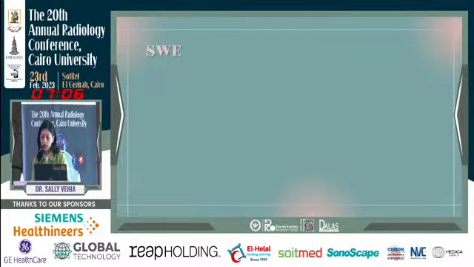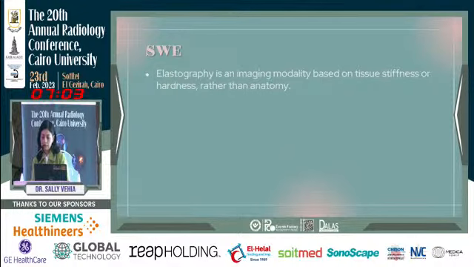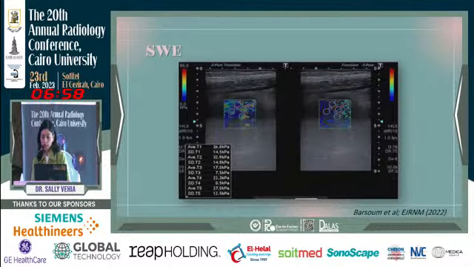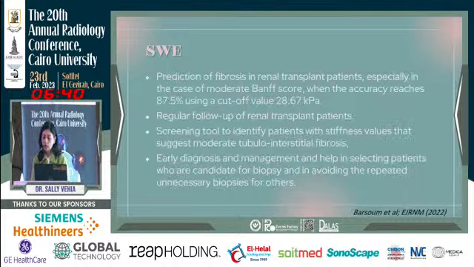Shear wave elastography is a good non-invasive tool to assess renal fibrosis in early stages. This is an example of shear wave elastography where 10 measurements of kidney stiffness using circular regions of interest are placed at the nearest region from the skin with a well-represented renal parenchyma. The mean value is calculated and considered indicative of fibrosis. Therefore, shear wave elastography may be useful for the prediction of fibrosis, can be of great help during regular follow-up, can be used as a screening tool, and can aid in the early diagnosis and management and help in selecting patients who are candidates for biopsy.